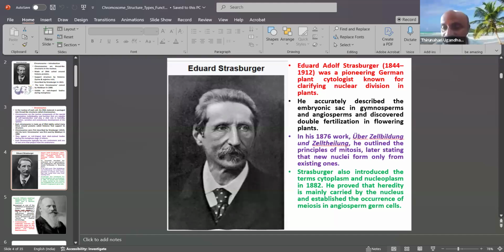Strasburger also introduced the terms cytoplasm and nucleoplasm, and also reported double fertilization and chromosome identification. All these pioneering events were reported by Strasburger. He proved that heredity is mainly carried by the nucleus. Which nucleus? The somatic nucleus carries the somatic characters.